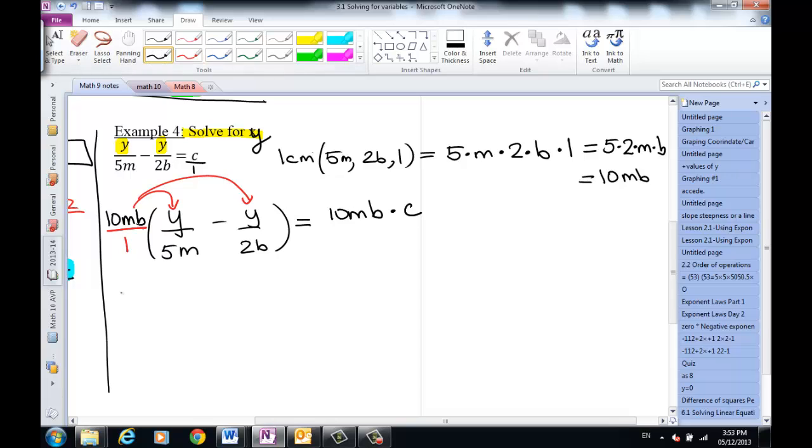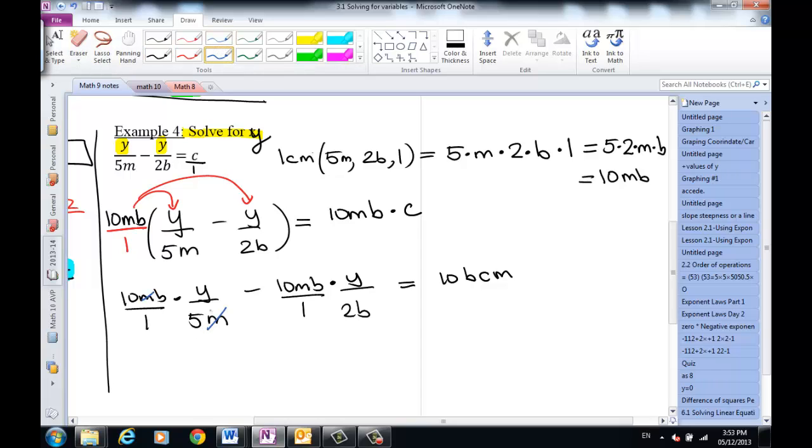And what we end up with is 10mb over 1 multiplied by y over 5m minus 10mb multiplied by y over 2b is equal to 10mb multiplied by c. And I'm just going to put these in alphabetical order just because I like them in alphabetical order. And remember, order of multiplication doesn't matter. And then I'm going to look here to reduce.